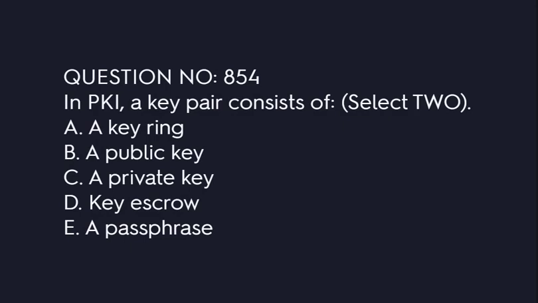Question number 854. In PKI, a key pair consists of A. Key ring. B. A public key. C. A private key. D. Key escrow. E. A passphrase. B, C.